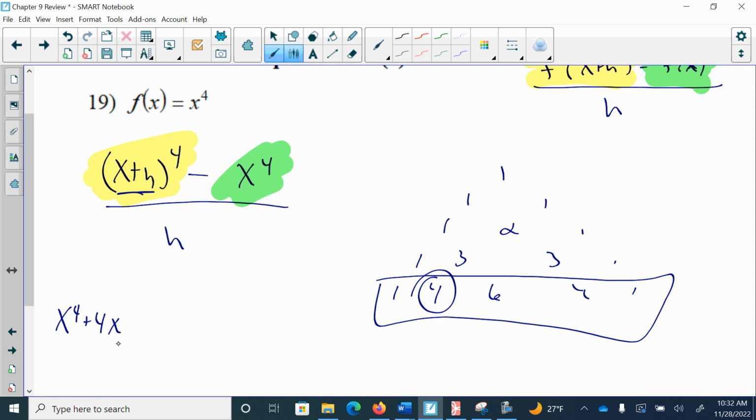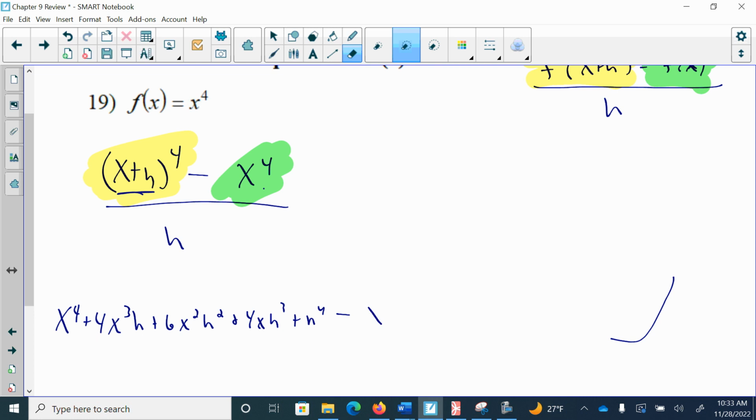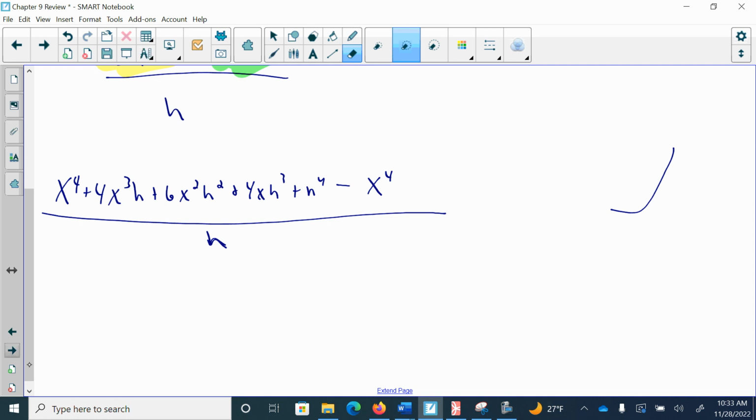Remember, the exponents of the x will go down as the exponents of the h will go up. Plus 6x squared h squared plus 4x h cubed, and then finally plus h to the fourth. And then I'm going to subtract f of x, which is this x to the fourth, and this is all over h.